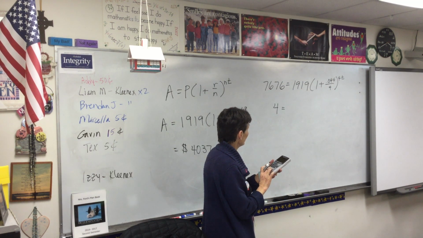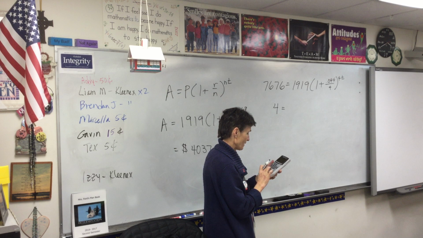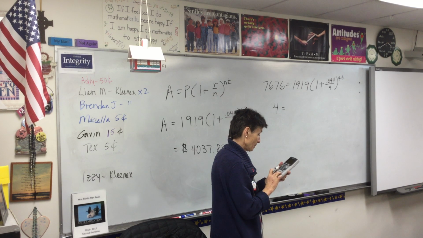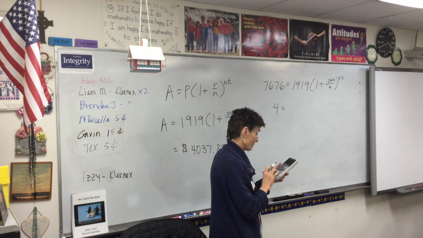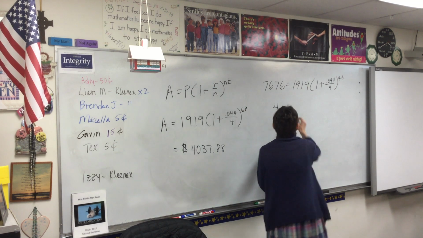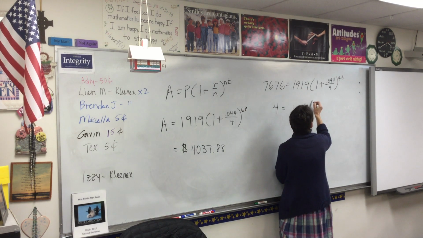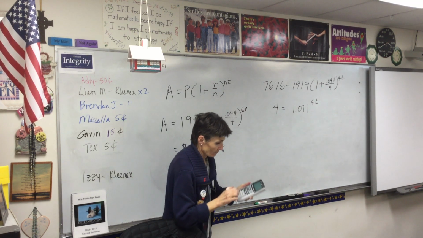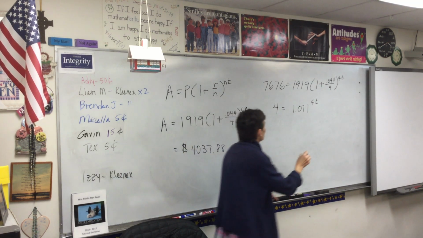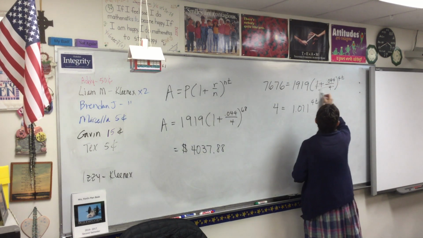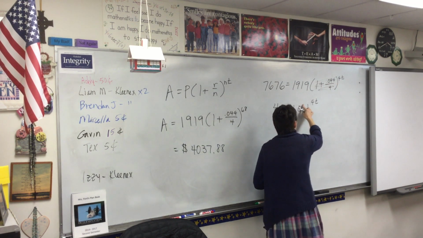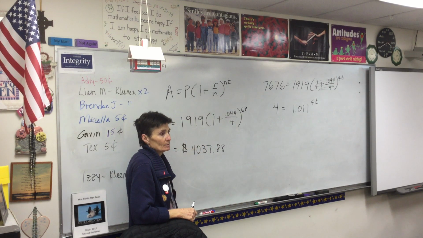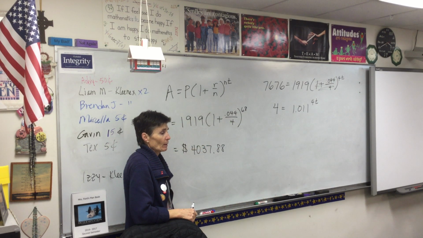What's 1 plus 0.044 divided by 4? So 1.011 to the 14th. I don't have to do that, but I just went ahead and worked this part out, so I had a number there instead of all that mess. Now what happens?